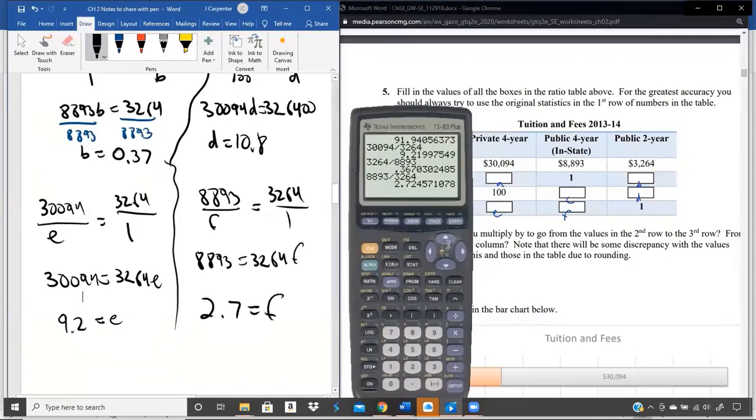So does that make sense? For every dollar we spend at TCC, we're spending about 2.7 at ODU. Yeah, I think that makes sense. These things are about a 3 times multiplier. This is about a 3 times multiplier.